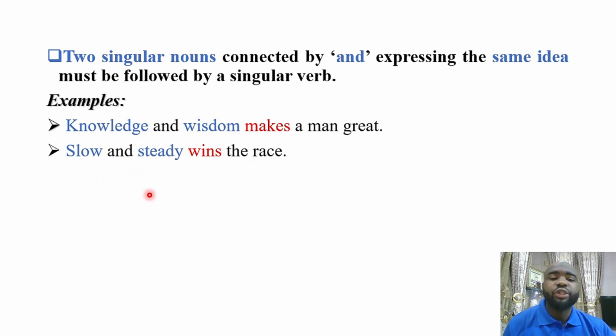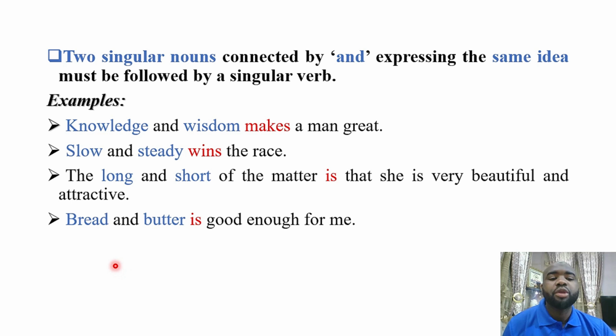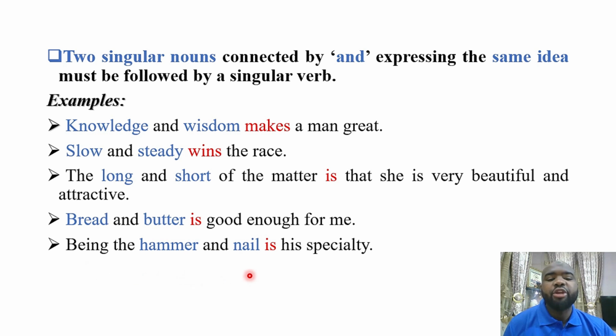Slow and steady wins the race. The long and short of the matter is that she is very beautiful and attractive. Bread and butter is good enough for me. Being the hammer and nail is his specialty, meaning what? He's the leader and he does the work. Alright? Good. So you see, knowledge and wisdom, the same idea. Slow and steady, also meaning the same thing. Long and short of the matter, referring to the same thing. Bread and butter is good enough for me, referring to the same thing. Being hammer and nail, also expressing the same idea.